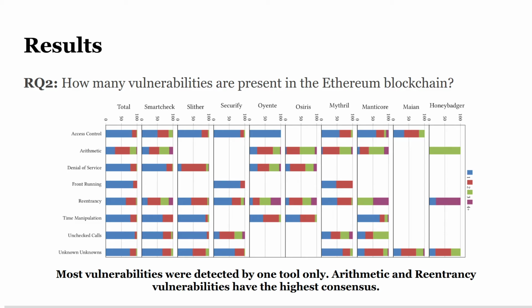Since we observed the potentially large number of false positives, we analyzed to what extent the tools agree on the vulnerabilities they flag. The hypothesis is that if a vulnerability is identified exclusively by a single tool, the probability of it being a false positive increases. The blue bars in the figure show that the large majority of the vulnerabilities have been detected by one tool only. The categories arithmetic and reentrancy are where consensus was higher.